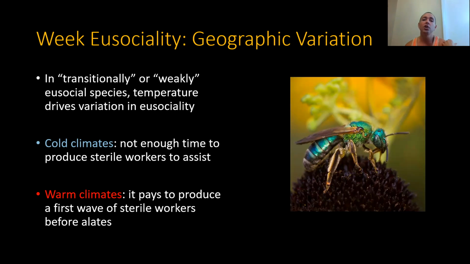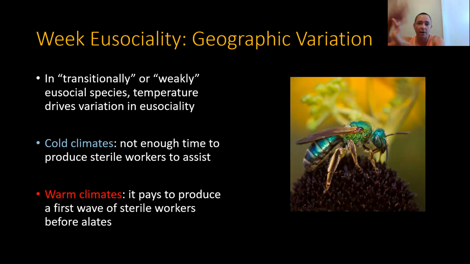In warm climates, you have just a few extra weeks to make those workers that cannot found colonies on their own because they don't have enough resources, that then assist you in sending out another subset of offspring that can become reproductives and are better provisioned. So they are more likely to be able to found a society on their own. So if they have that flexible time, if they have that extra few weeks, they can become eusocial. If they don't, they stay just reproductively totipotent in these sweat bees.